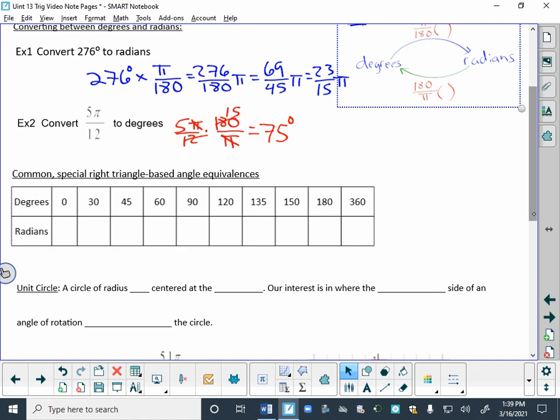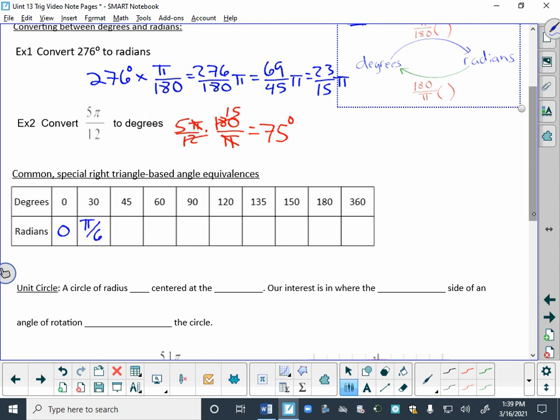There are some of these that we are supposed to get very familiar with because they correspond to our angles in the special right triangles. We'll see a little bit more of that in the second video, but for now, 0 degrees is 0 radians. Multiplying by 0 is always going to do that for us. You can check and verify these.